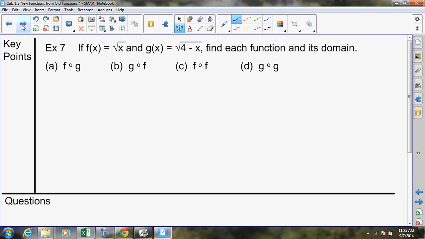Number 7, do function compositions and find their domain. Finding the domain is going to be a little bit more tricky than the other part, but we'll do the same piece. Starting off with problem A. F of g says start by writing down the function f. There's the function x. There is our function f of x. Erase every single x and replace it with the entire function for g. So this piece is erased and replaced with 4 minus x.